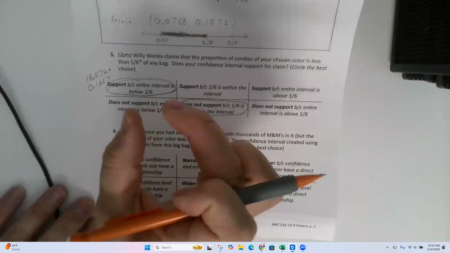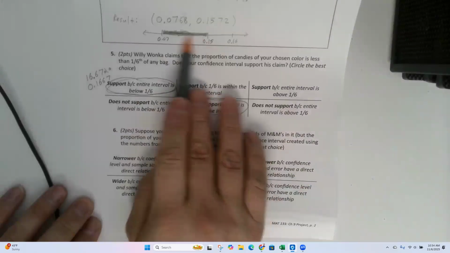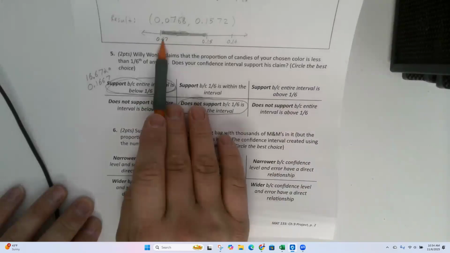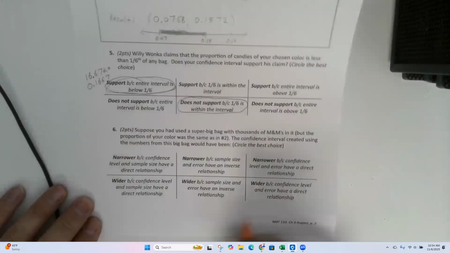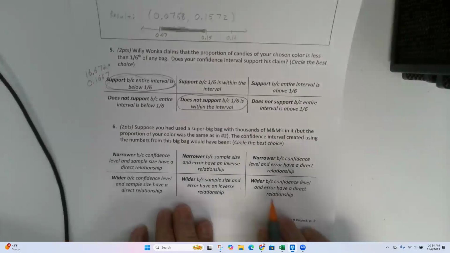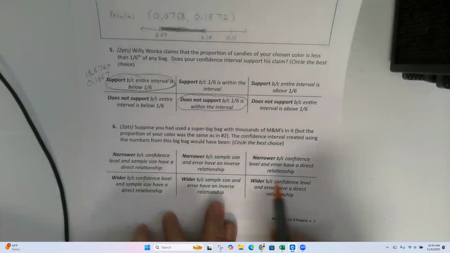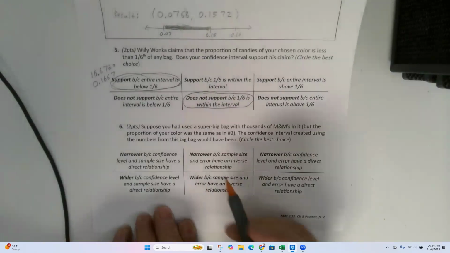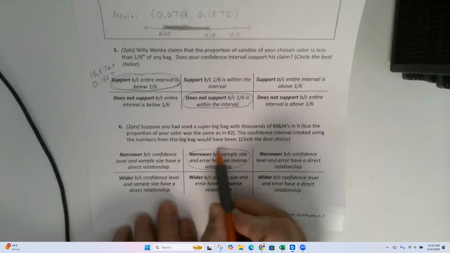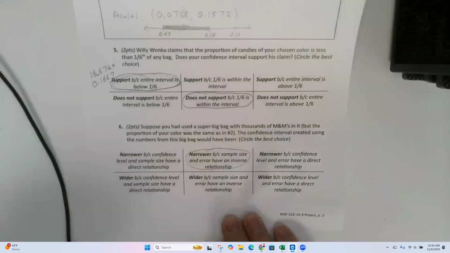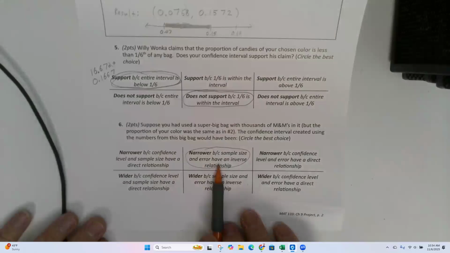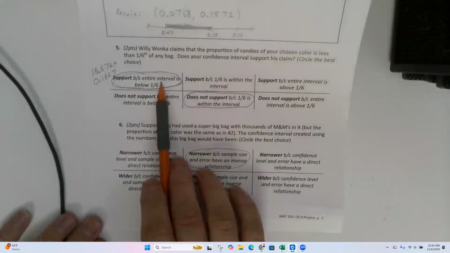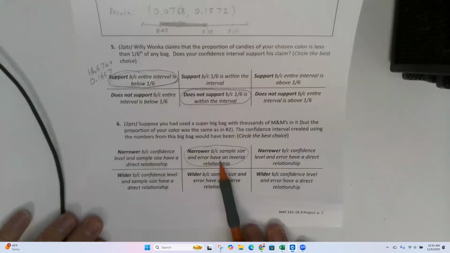In my case, I had a pretty wide range. This is an 8% difference between 7% and 15%. So it would have been narrower if your sample size was bigger, because sample size and error have an inverse relationship. And this is the answer for everyone. Up here, you could have two different answers, but this one, everybody should be circling this guy.